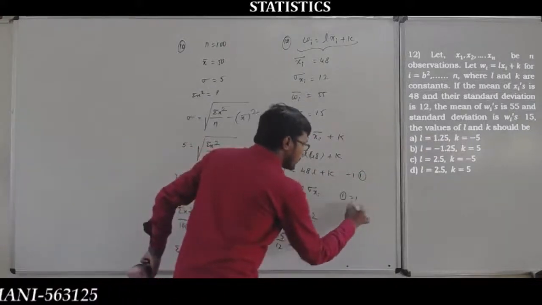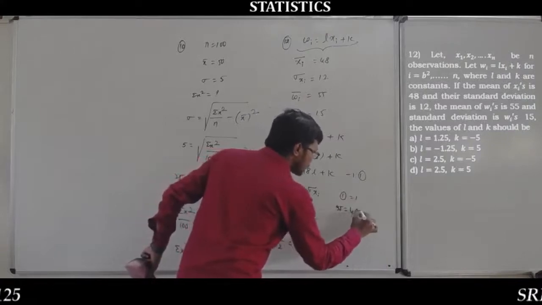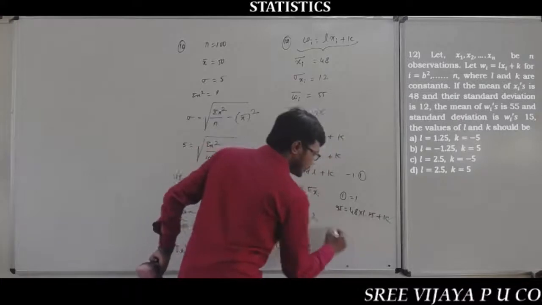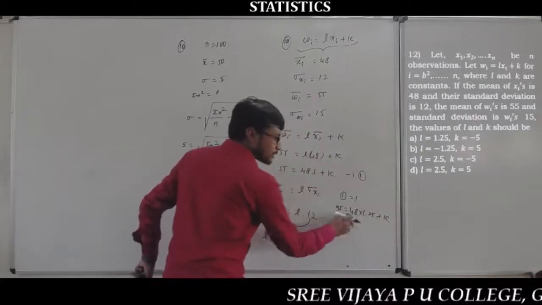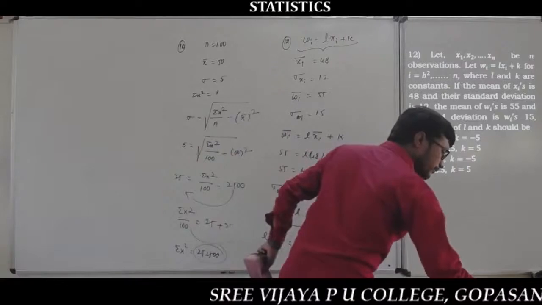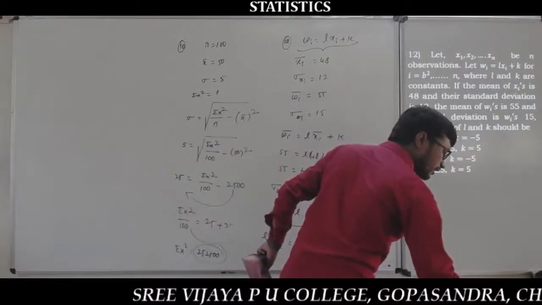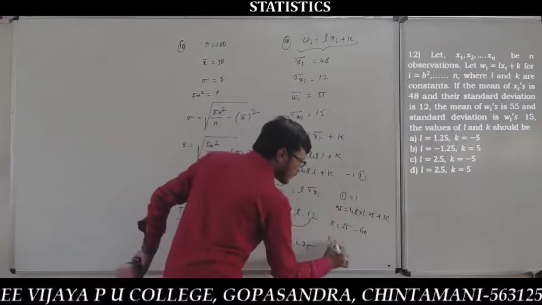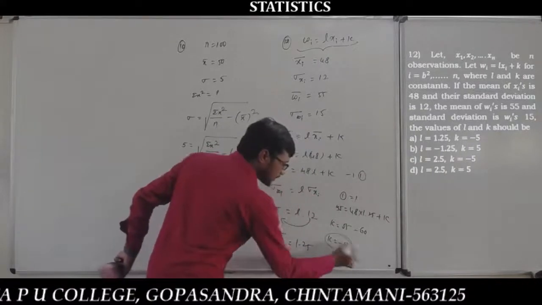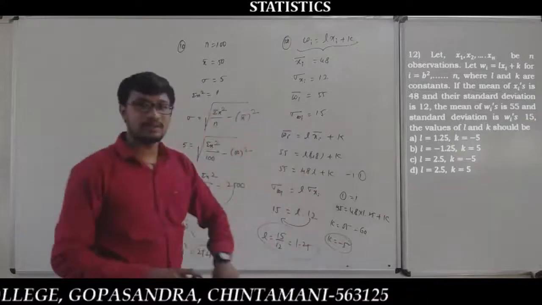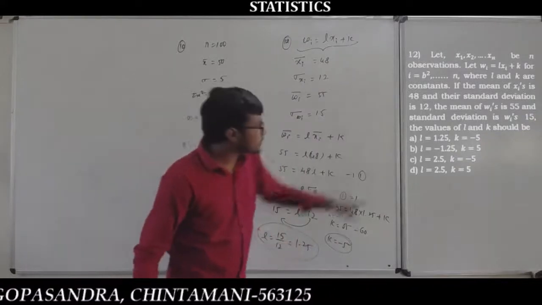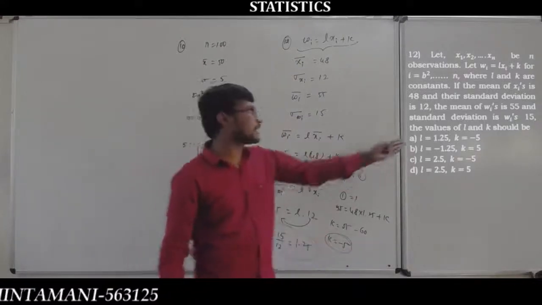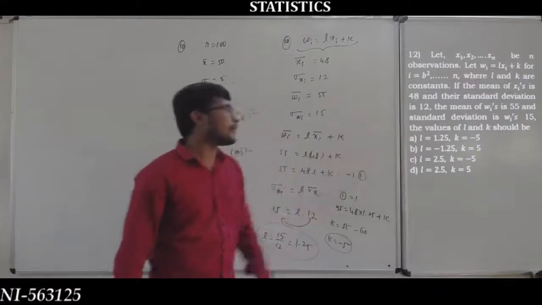So equation 1 implies 55 is equal to 48 into 1.25 plus k. So k is equal to 55 minus 48 into 1.25. 1.25 into 48 you will get 60, but this comes with a minus, so 55 minus 60 is minus 5. So this is the k value, and this one is the L value. Already L equals 1.25 is only in option A, so obviously that is the option. If you find k also, you get k equals minus 5.